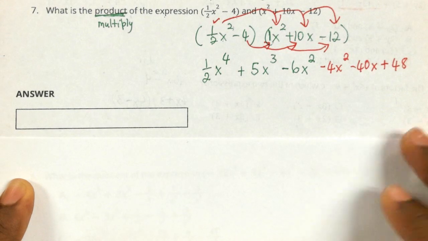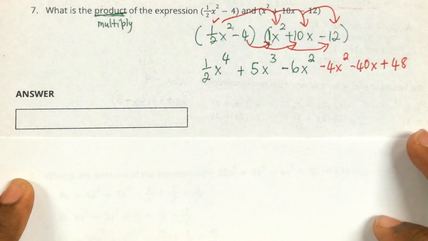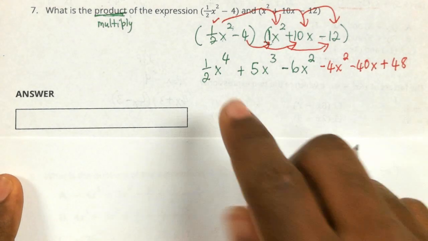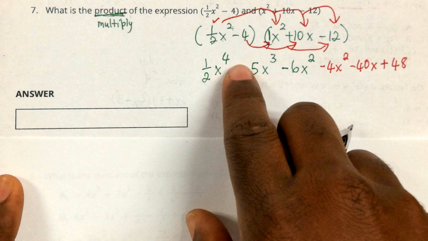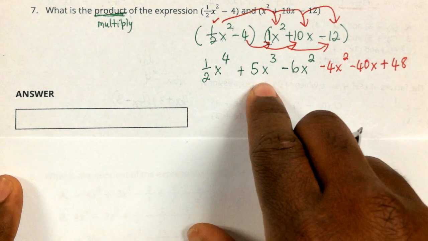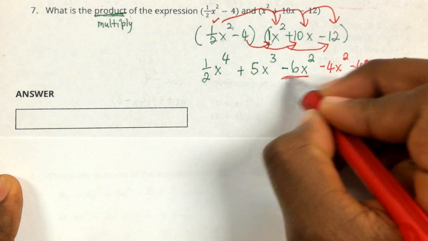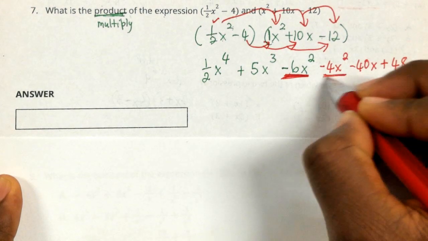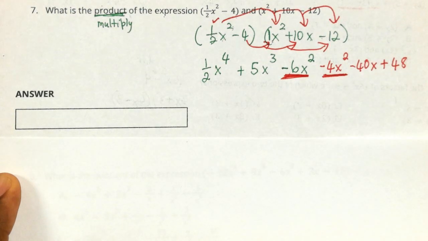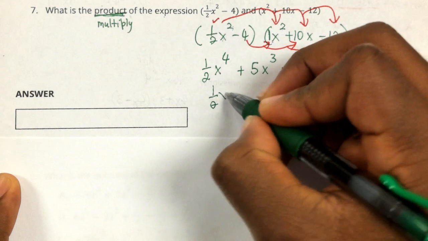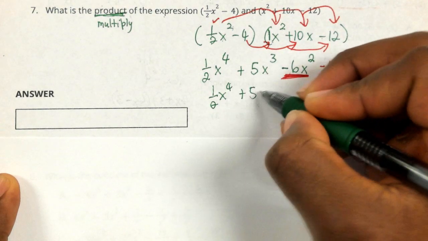All right? So now I'm going to look if there's any like terms that I can combine. So when I look at this, guys, this is the only x to the 4th I see. This is the only x to the 3rd power. But we see two terms that have an x squared. All right? So those are our only two like terms. So everything else we're going to bring down, okay?